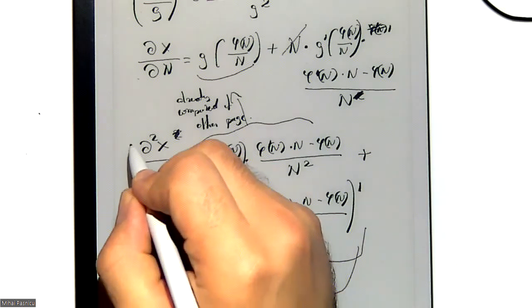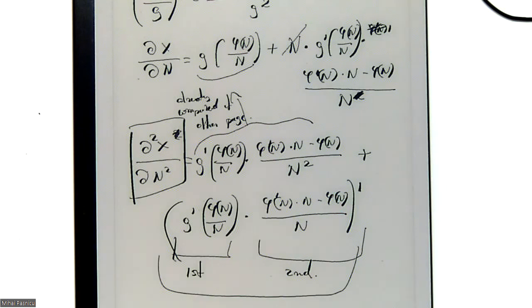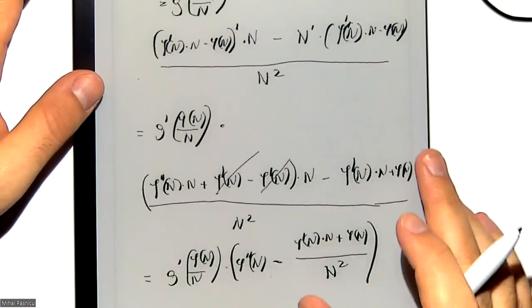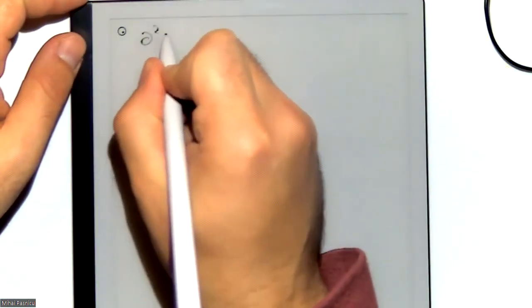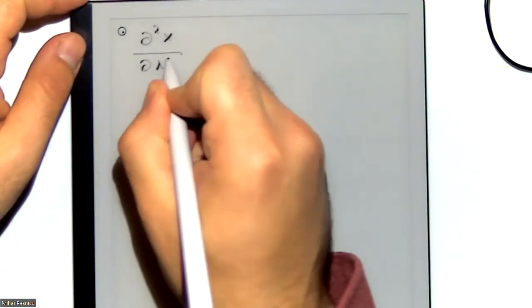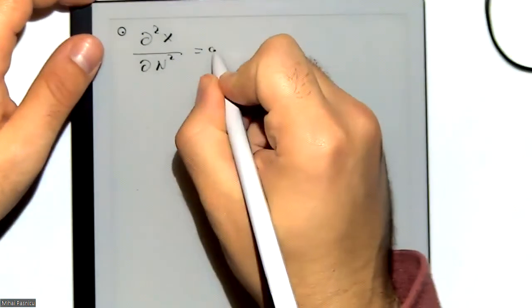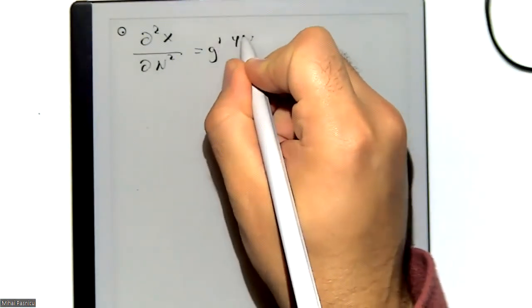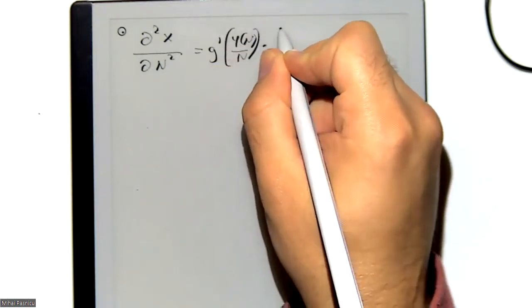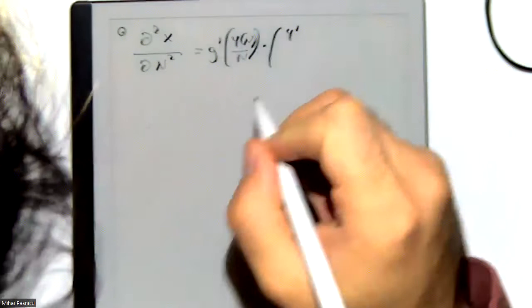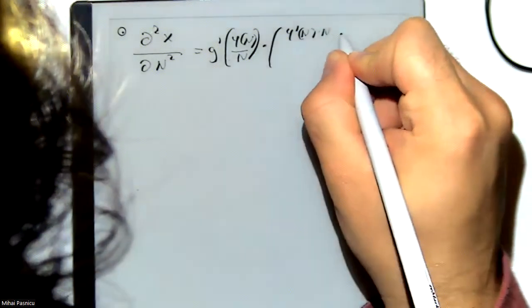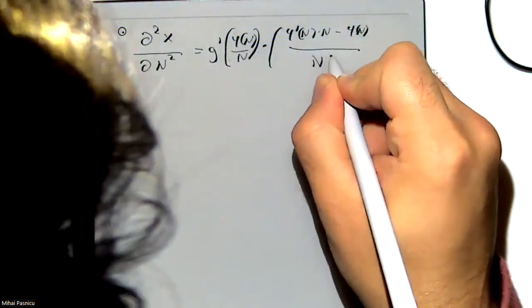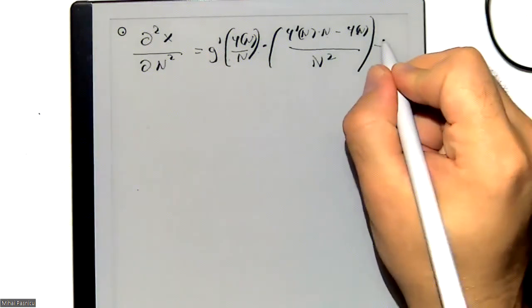Okay, so we're here. This is where we started. So let's just replace everything. Oh, that's a lot to replace actually. So I have my second derivative of x with respect to n, and I'm going to have g prime of phi of n over n times the phi prime of n times n minus phi of n over n squared. That is my first term.